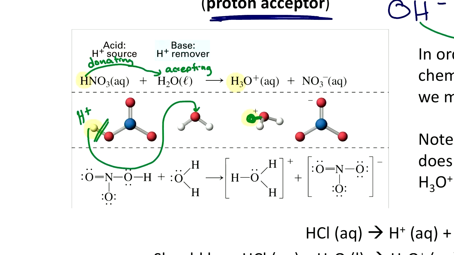And then the last picture also shows the same thing, that here's that proton. We're breaking this bond, and that proton is making a new bond with water, and you see that right there. So here we have our H+ donor, or our Bronsted-Lowry acid, and then here we have our H+ acceptor. This is our Bronsted-Lowry base. And so you see here, nitric acid is an acid.